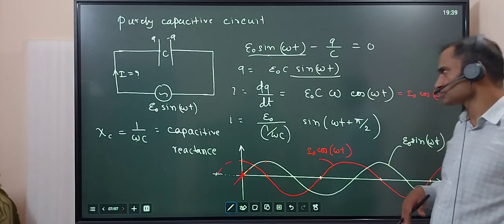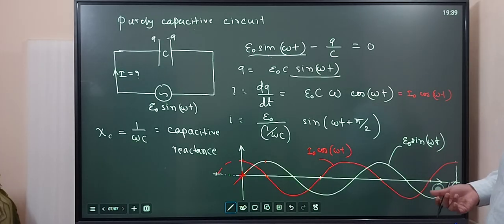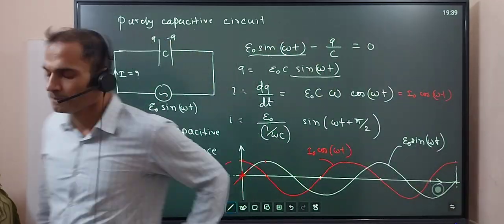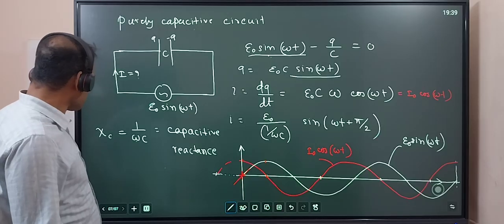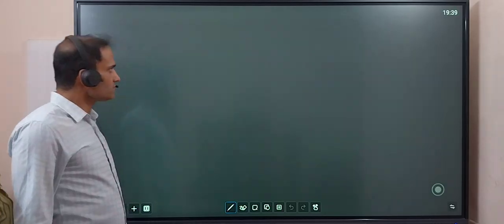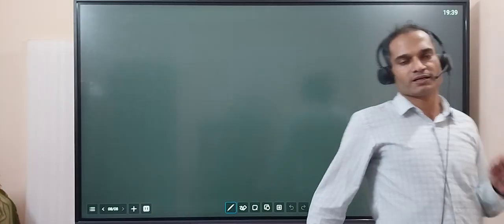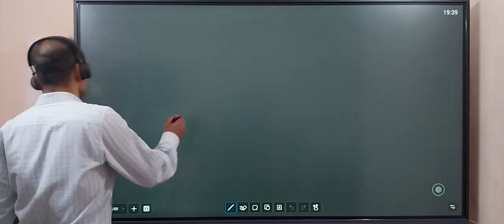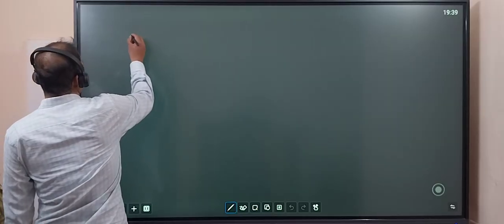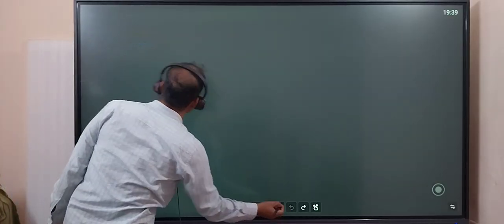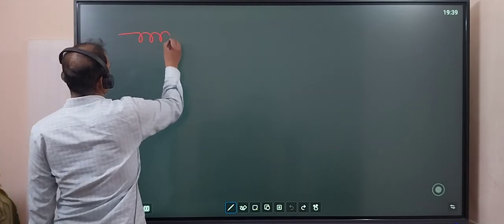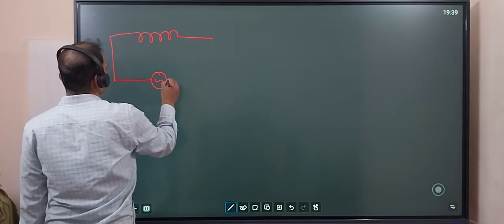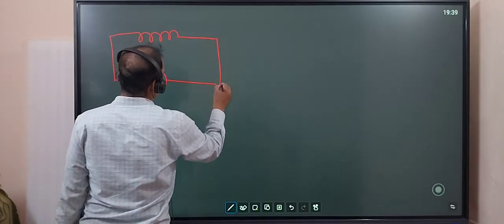So it looks like we understood the purely capacitive circuit and the purely resistive circuit. Then our attention will be on the purely inductive circuit. In this circuit we have just an inductor, and we have a source of EMF.